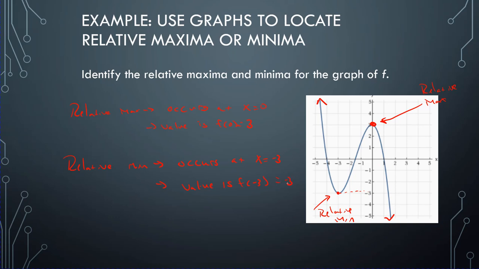All right, so this is important. The relative max and relative min occur at the x value, but their value is the function value evaluated at that x value. Now, not every graph has to have both. It doesn't even have to have either. Like if it's a linear function, it actually has neither.